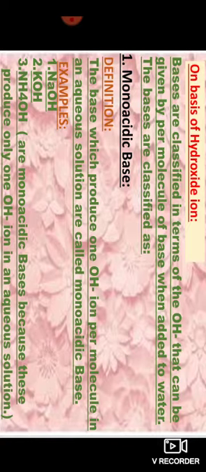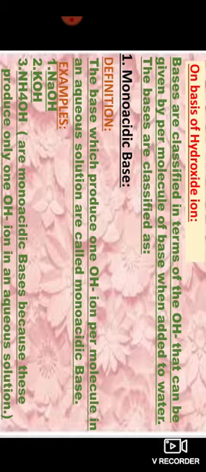Actually here again I will clear you that I am discussing about the alkali, but I am using the term base as you already know. Those bases which are soluble in water are called alkali. But here I am using again and again the term base, which gives the hydroxide ion in water. So you do not make yourself confused here. The bases are classified in terms of hydroxide ion that can be given by per molecule of a base when added to water.